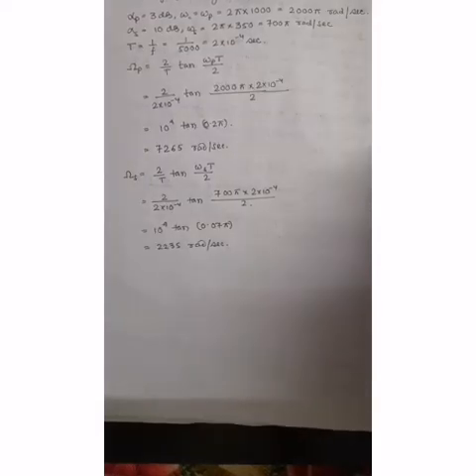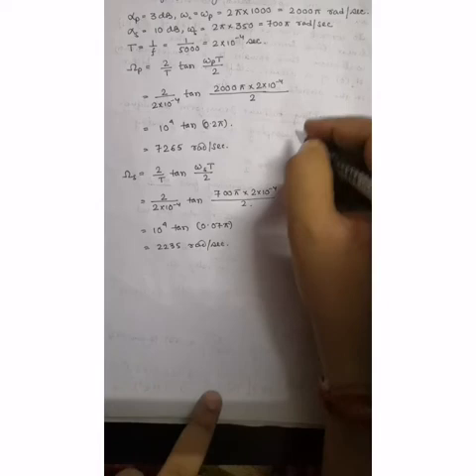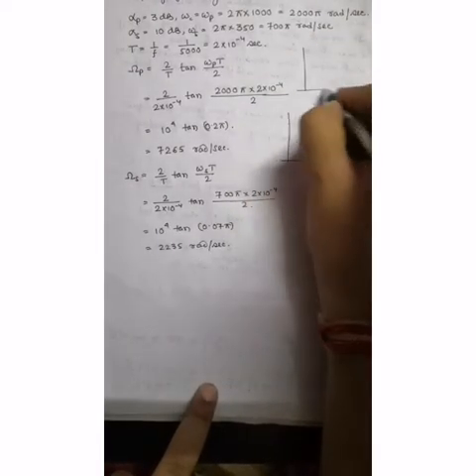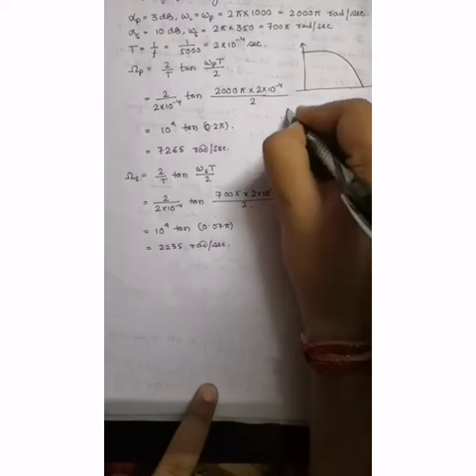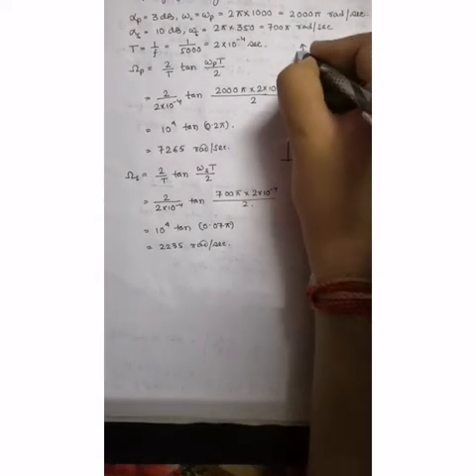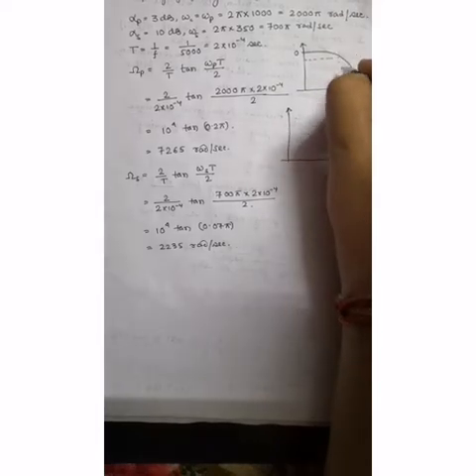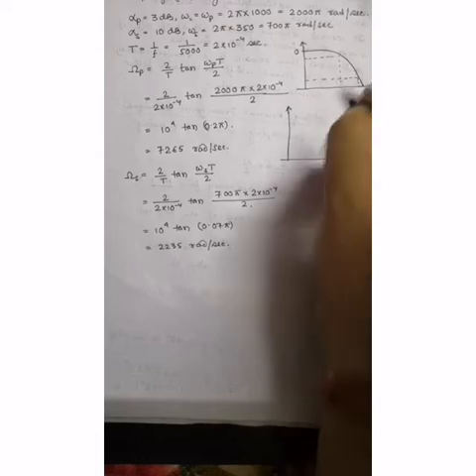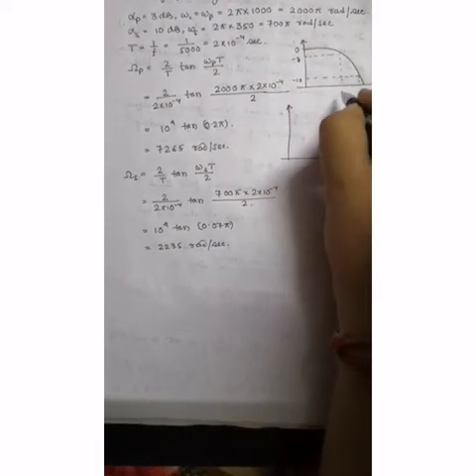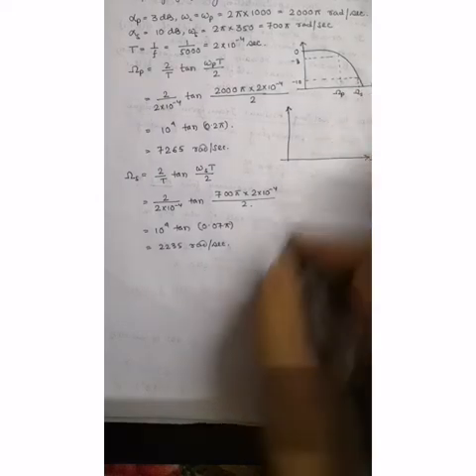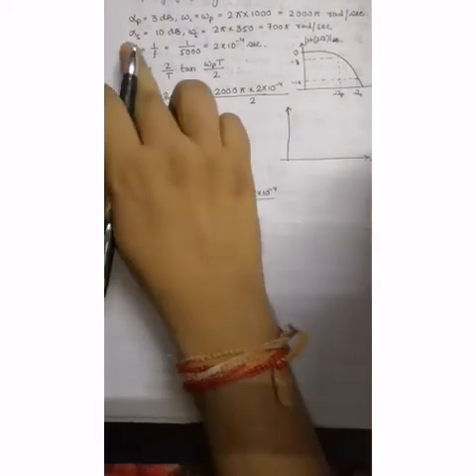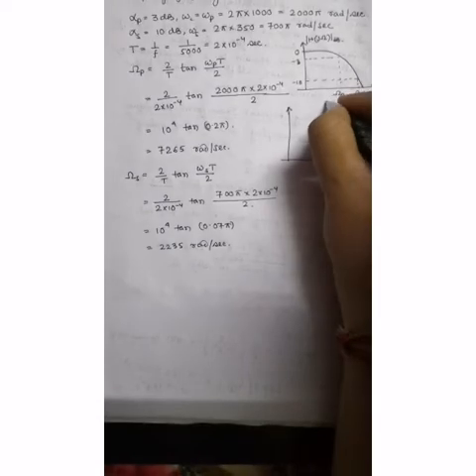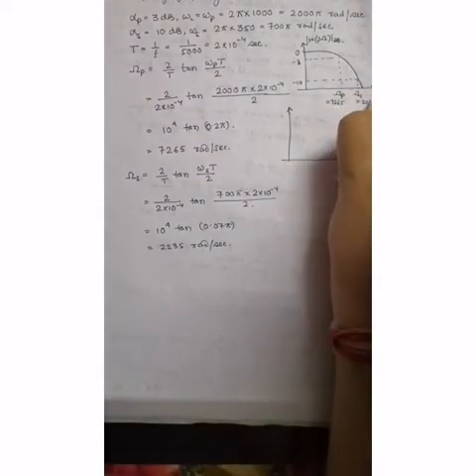So we can draw the characteristics also, the graphs. We can use the space also. So we know the values. Omega p is this value 7265, and omega s is 2235.